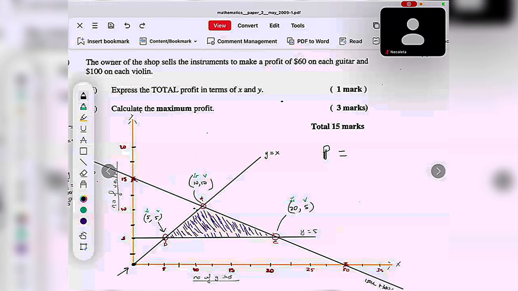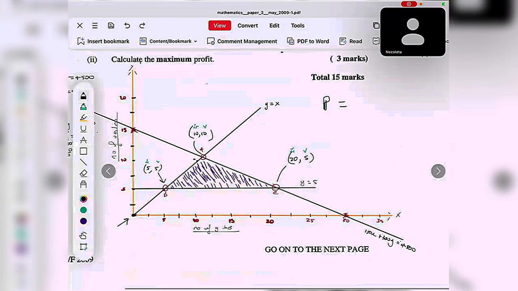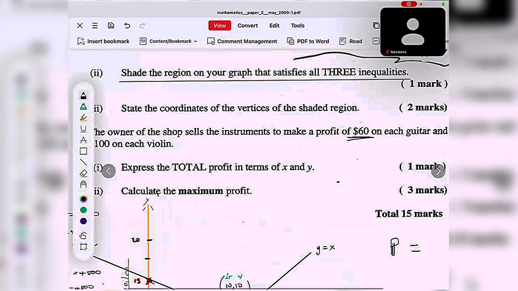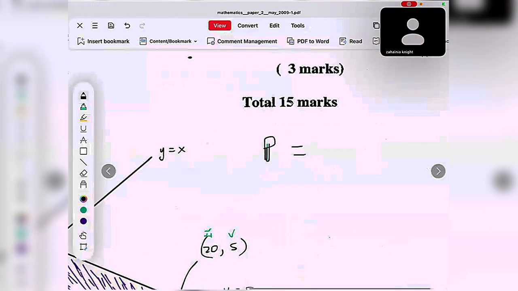What could I create for this? Remember what letter represents guitar and remember how much is being made from each guitar. Come, guys. What variable represents guitar from up top? X is guitar. And how much money is being made from every guitar? $60. So it's going to be 60x.